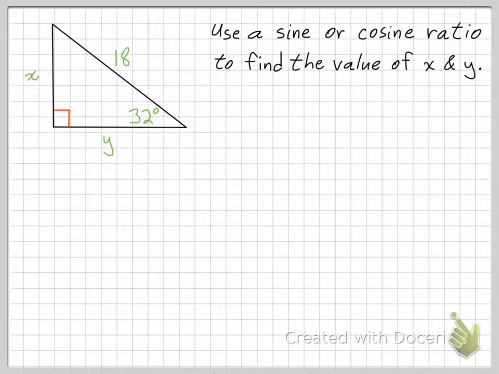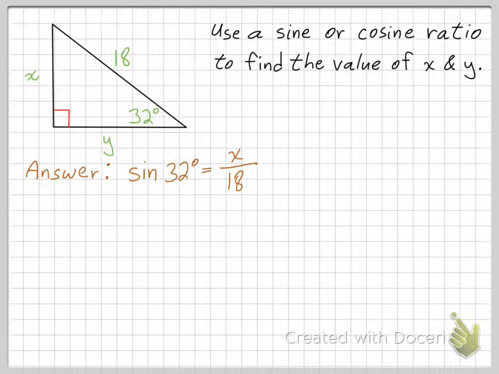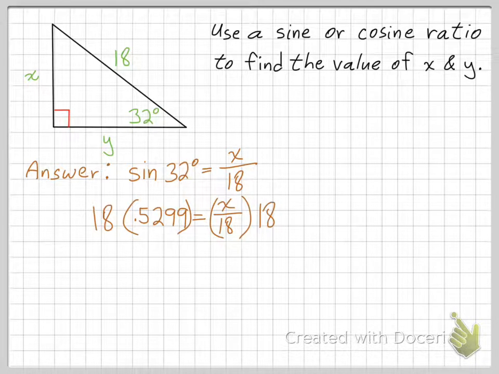So the sine of 32 degrees is equal to the opposite over the hypotenuse, which is x over 18. The sine of 32 degrees is 0.5299. You would just plug that into your calculator and get 0.5299 is equal to x over 18. Then solving for x, you multiply both sides by 18 and get that x is equal to 9.54.